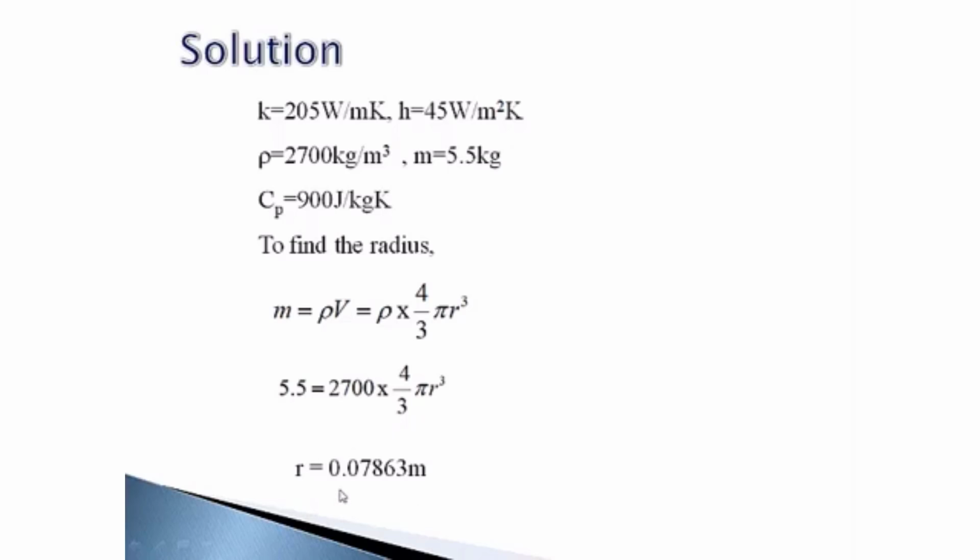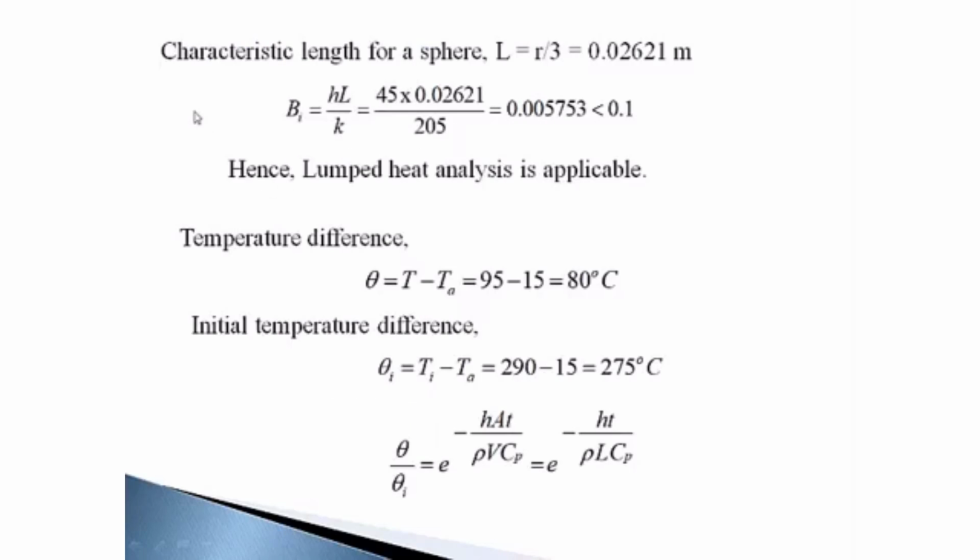So the radius of the sphere is 0.07863 meter. In this problem the radius is not directly given, but the mass of the sphere is given. So knowing the density of the material, we can calculate the radius of the sphere. Now the characteristic length of a sphere is given by radius by 3. The radius is already calculated, so we get the characteristic length as 0.02621 meter.